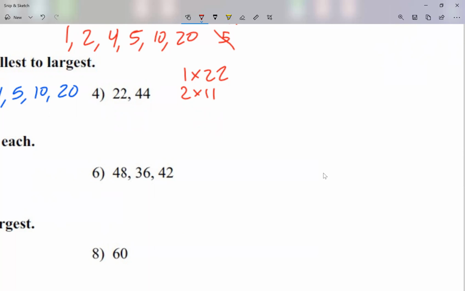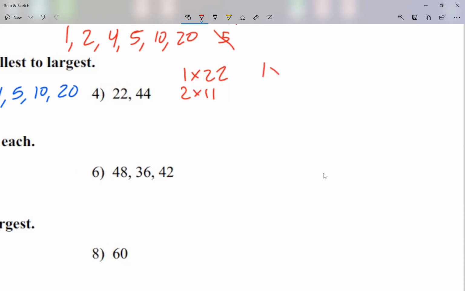I can even do division, right? I'm checking for 3. If 3 is a factor, I can use division. 22 divided by 3, I type it in my calculator, gives me a decimal, so 3 doesn't work. 4, 5, 6, 7, 8, 9, 10, they're not going to work. So my factors of 22 are going to be 1, 2, 11, and 22. That's it.